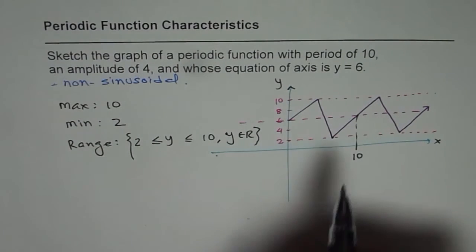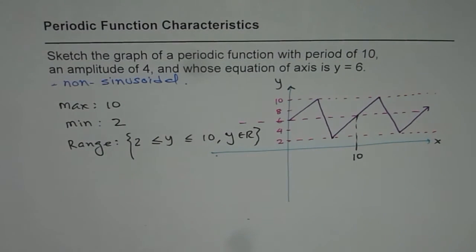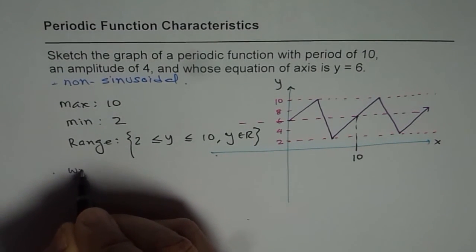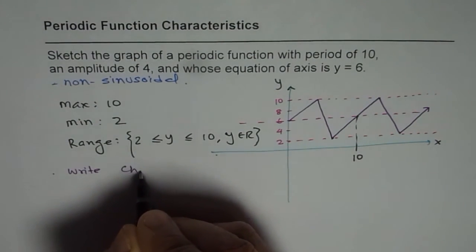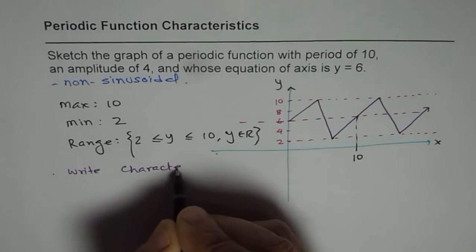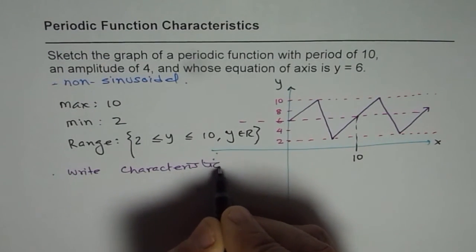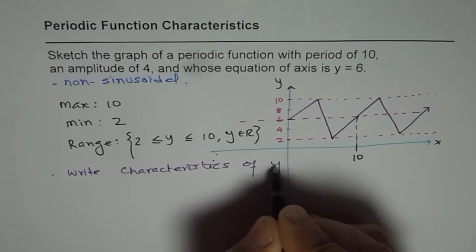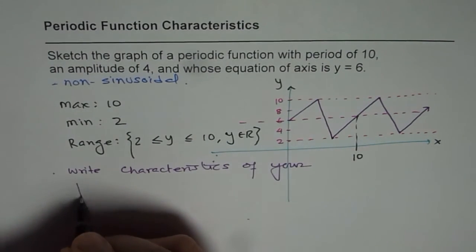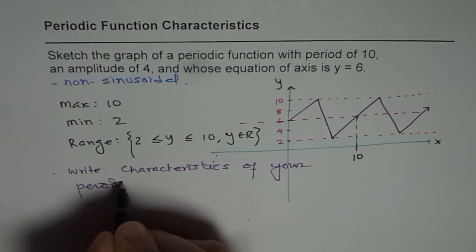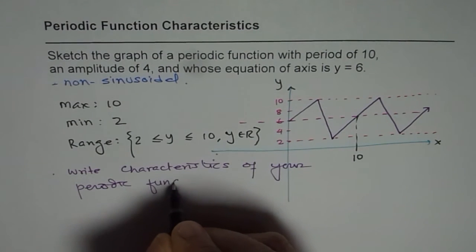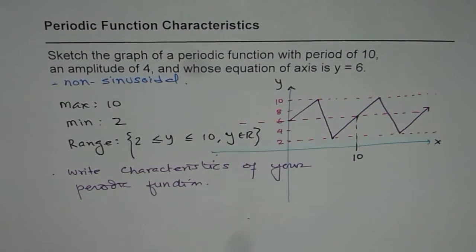So that is done. And now what I'm trying to write here for you is the second part. You can say, write characteristics of your periodic function, right? So describe the characteristics of the periodic function which you have drawn, correct? So that's the second part.